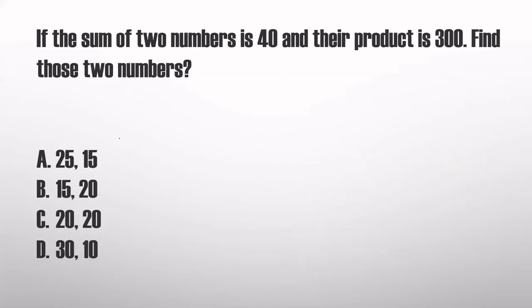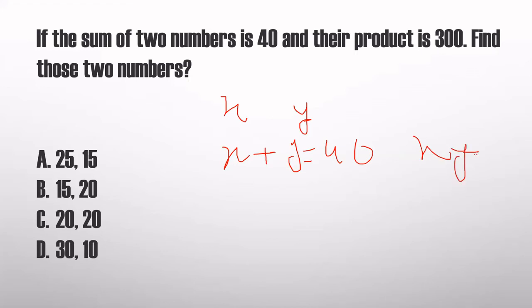Okay, so in the next question, we are going to solve: if the sum of two numbers is 40 and the product is 300, find those two numbers. So let's say two numbers x and y, their sum is 40 and their product is 300. Now we have to solve.